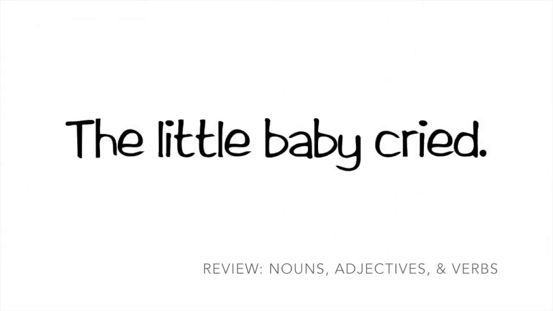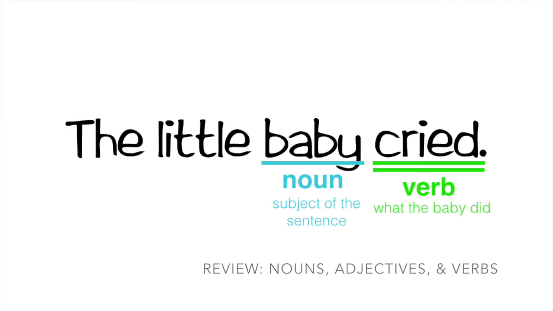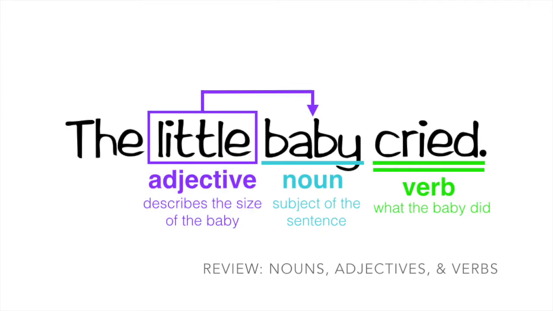In this example, we have the little baby cried, where baby is the noun and also the subject of the sentence. Cried is the verb, which tells what the baby did. Little is an adjective, which describes the size of the baby.